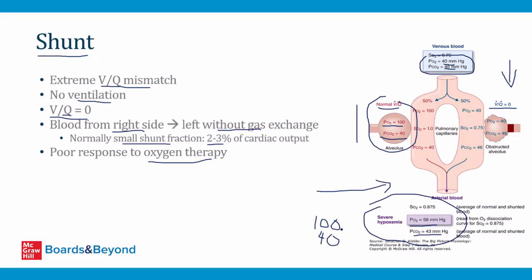The other thing to know about is giving more oxygen won't help, because the oxygen won't get over to this side where there's no ventilation. It will go to this side, but this side is already fully saturating the hemoglobin in the blood to 100. It can't add any more oxygen beyond that. So that's why in shunt, oxygen therapy does not help the patient. That's the hallmark of a shunt. And once again, I discussed this in much more detail in the video on hypoxemia.